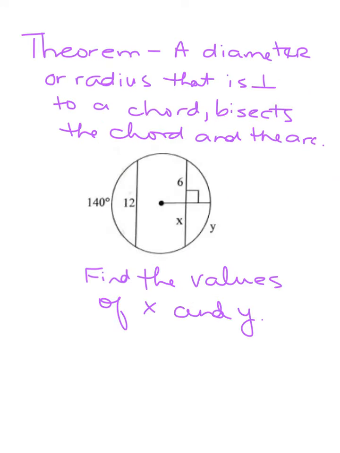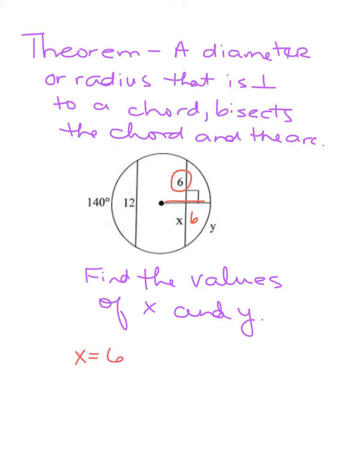Our next theorem for today says that a diameter or radius that is perpendicular to a chord bisects the chord and the arc. Right here we have a radius, and it's perpendicular to a chord, so we know that that chord is bisected. So if this is 6, we know that x has a value of 6.